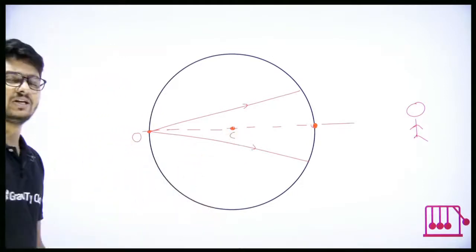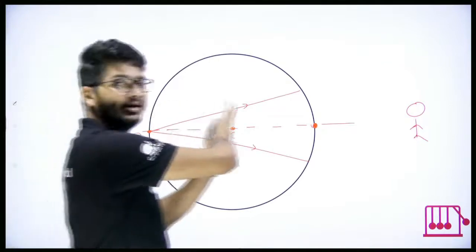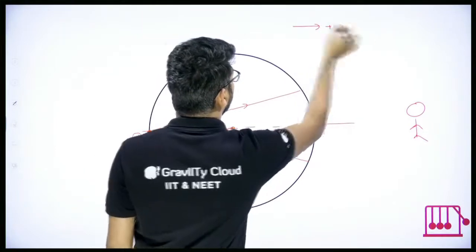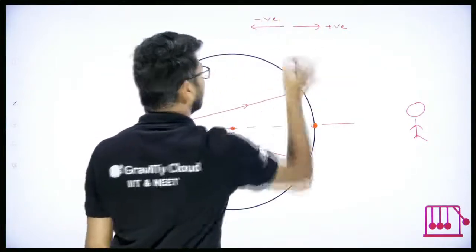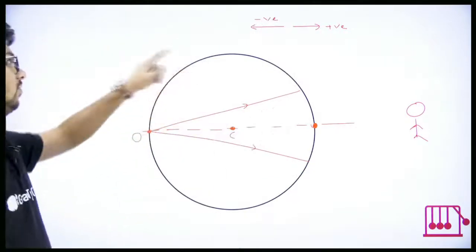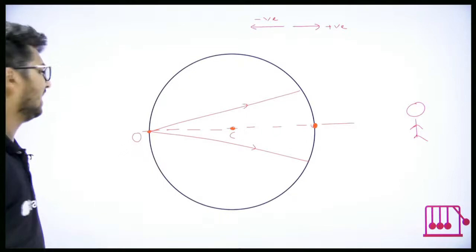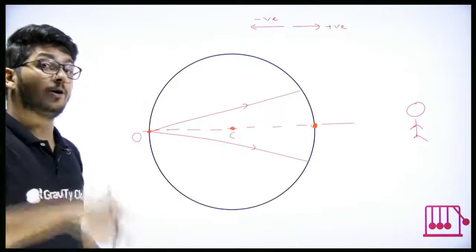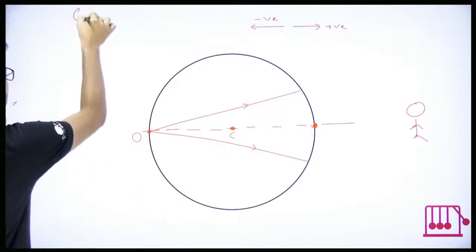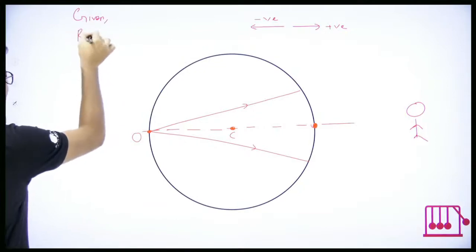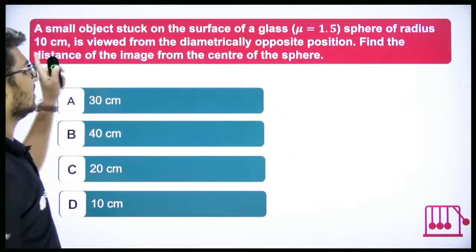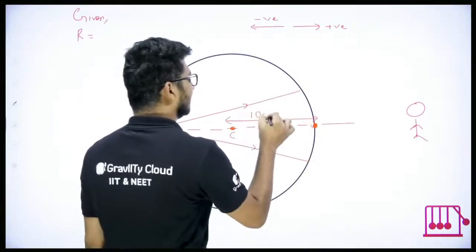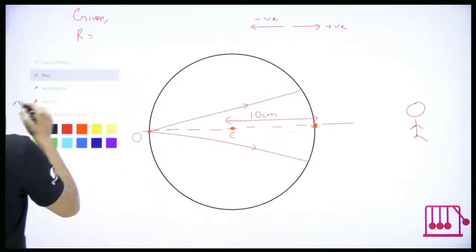What is the positive direction here? See, the incident rays are going towards right. That means towards right is positive, and towards left will be negative. Towards right is positive, towards left is negative. That is the first point we have to decide. We decided that. Then we will go into the given information, but with proper sign. So given information: what is the radius here? The value of radius is given as 10 centimeter. Okay, this distance is 10 centimeter. That's fine. But what is the sign? What is the sign, everyone?